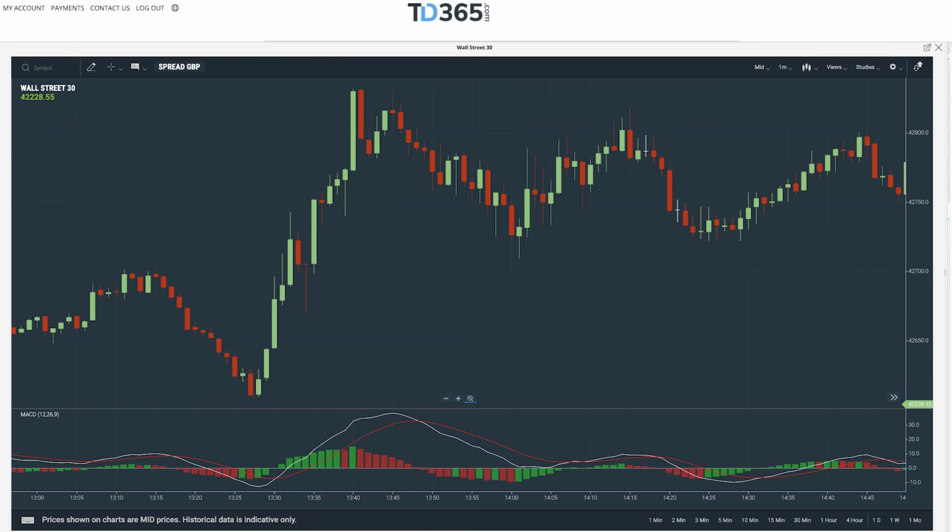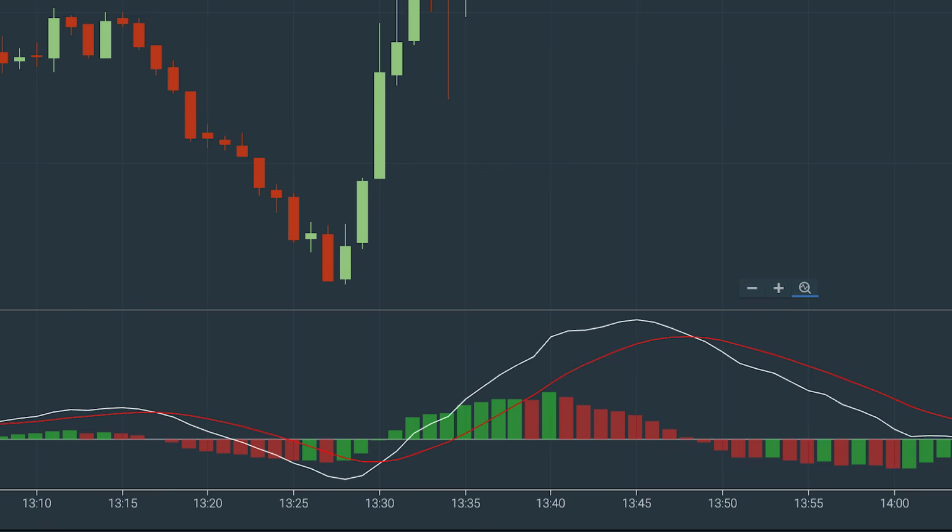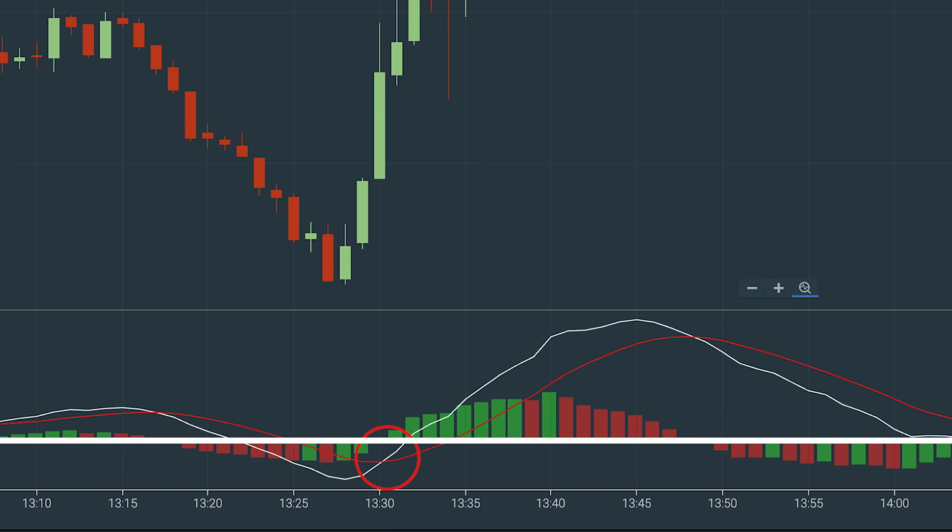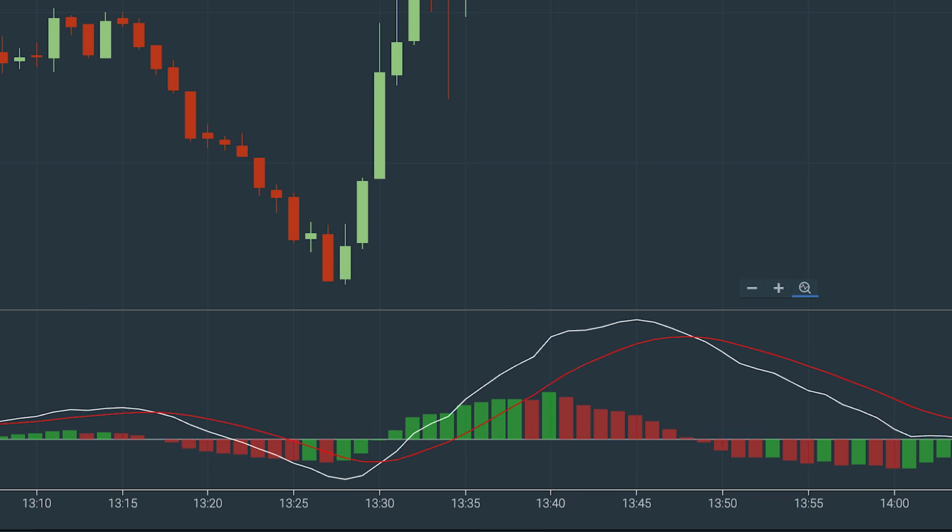Right, back to the chart. So let's have a look at where the MACD shows us some bullish signals and where to possibly place a trade. We can see here that the white MACD line has crossed over and gone above the red signal line, and it's below the baseline, therefore telling us that there is bullish momentum here.